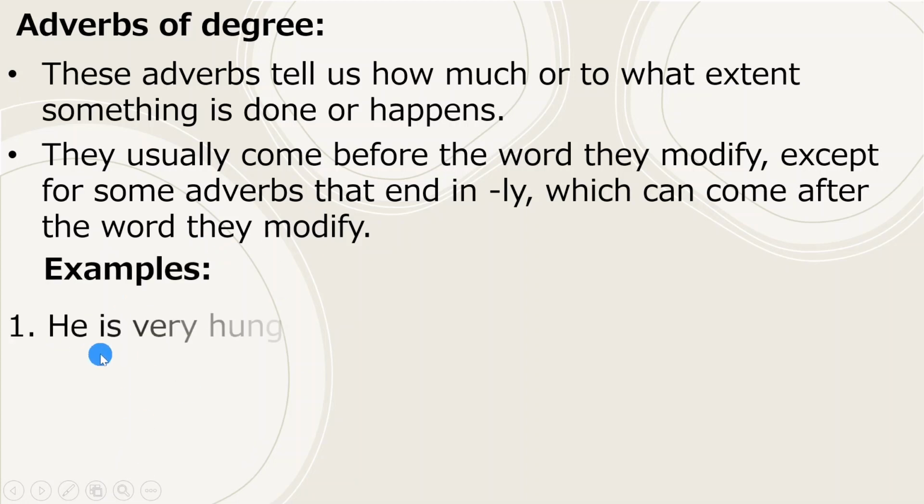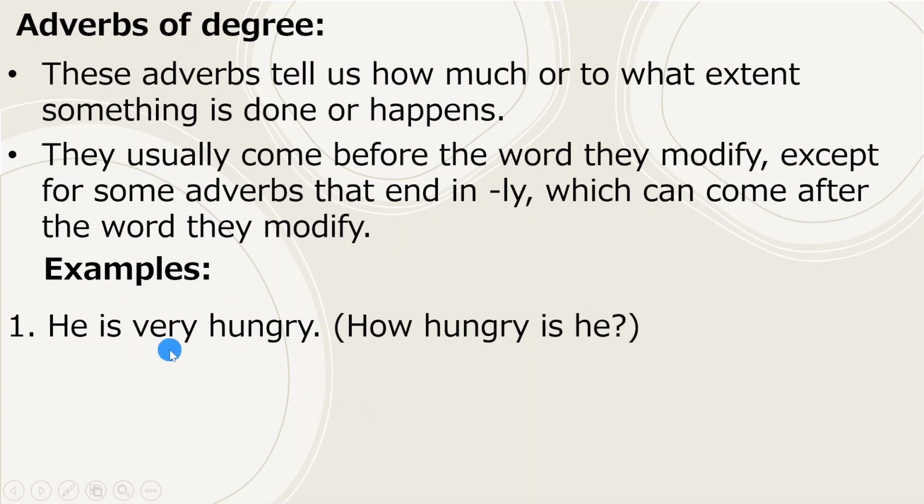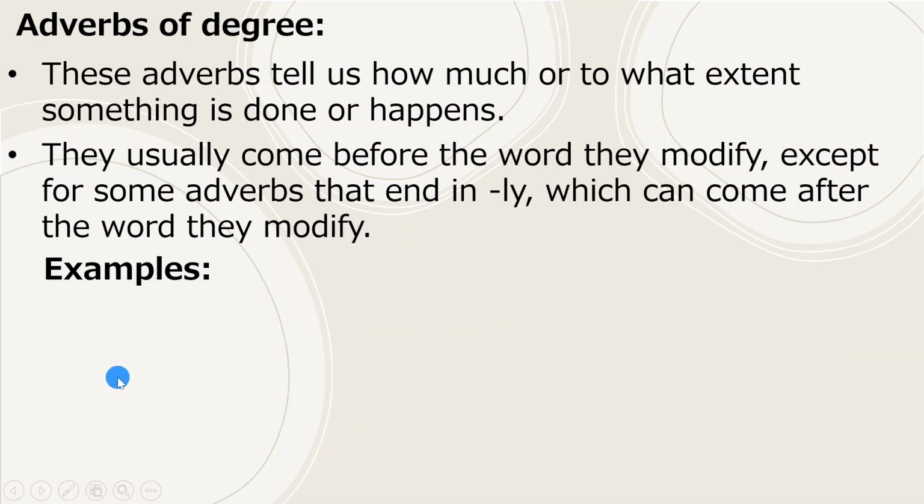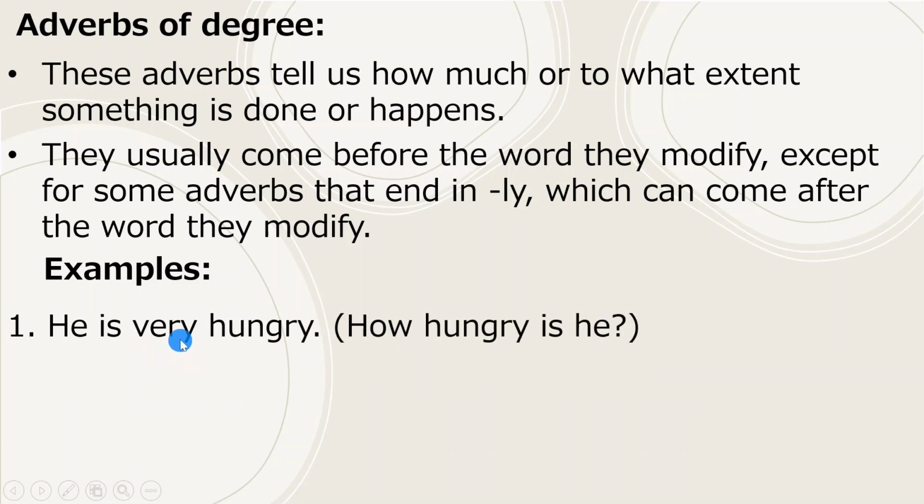So examples here: He is very hungry. The word very here is an adverb of degree, because it is telling us the extent, or how much someone is hungry. It's like your friend comes and asks for some food. He says, I'm hungry. Then you ask, how hungry is he? Another one says, he is very hungry. So this word very becomes the adverb of degree. It is telling us the extent to which the hunger is.